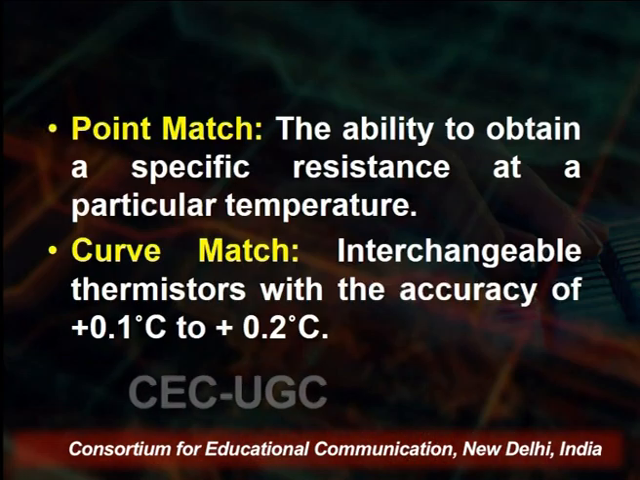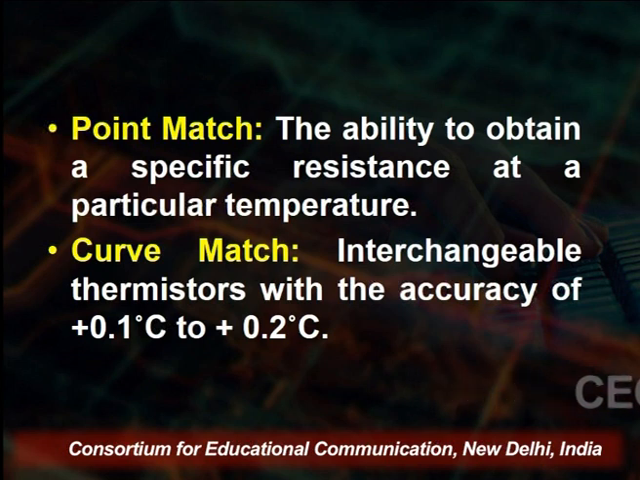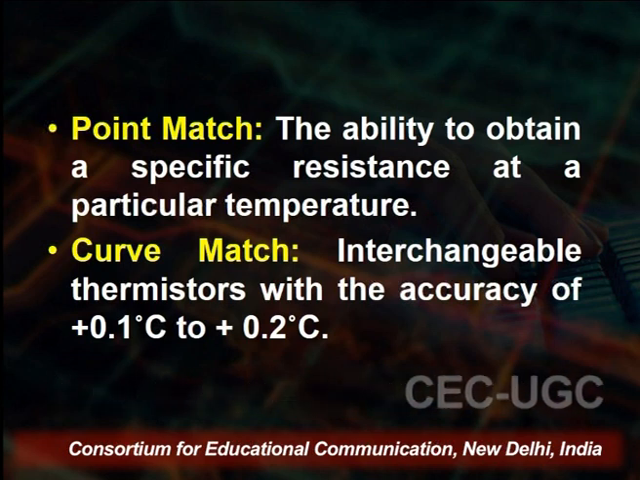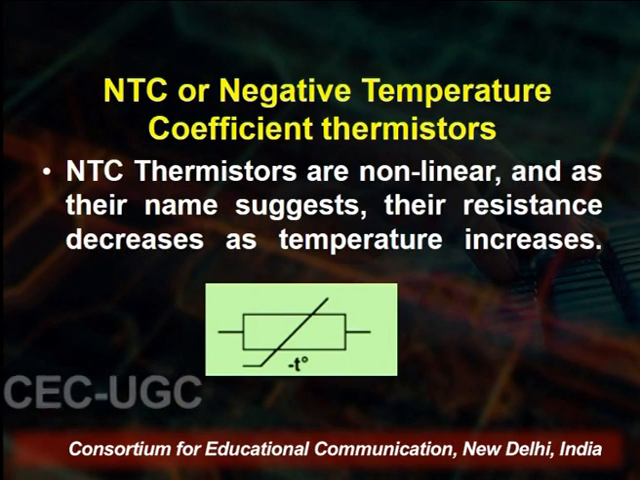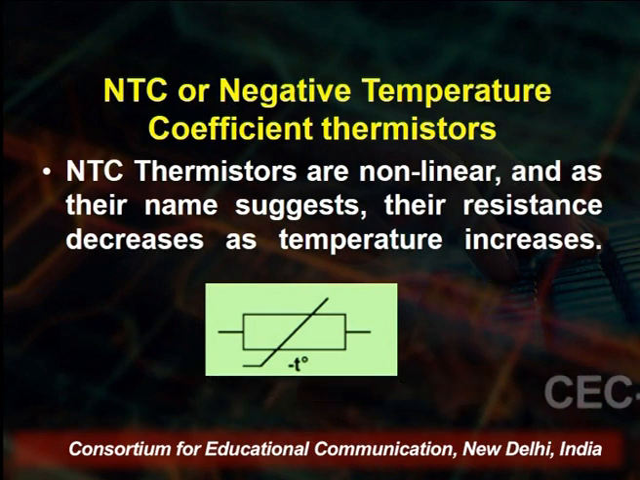Next application of NTC and PTC is matching: the ability to obtain a specific resistance at a particular temperature. For this we use the thermistor. Curve match interchangeable thermistors have an accuracy of 0.1 degrees centigrade to 0.2 degrees centigrade. Up to now we have discussed the benefits of it. Now we will discuss these two thermistors in detail.